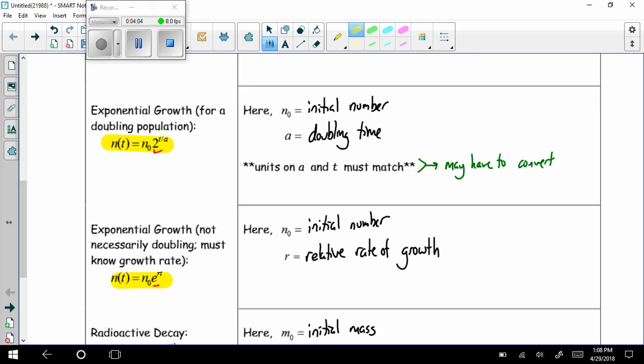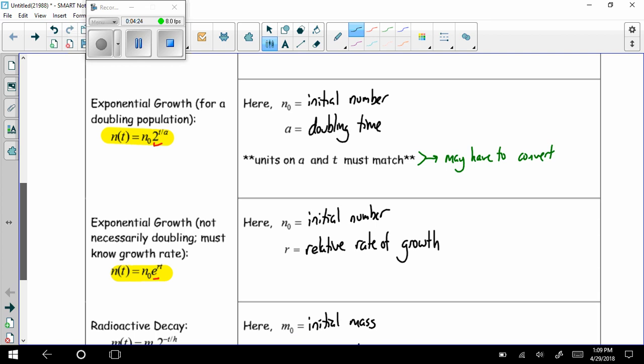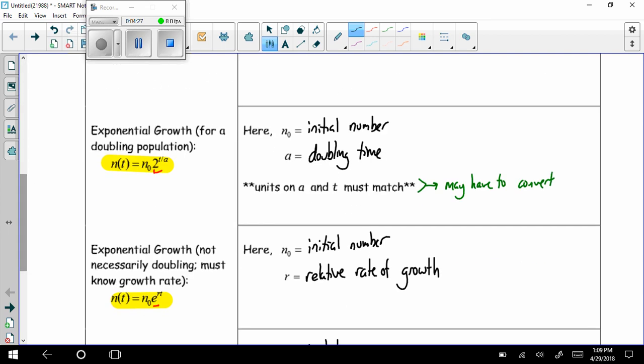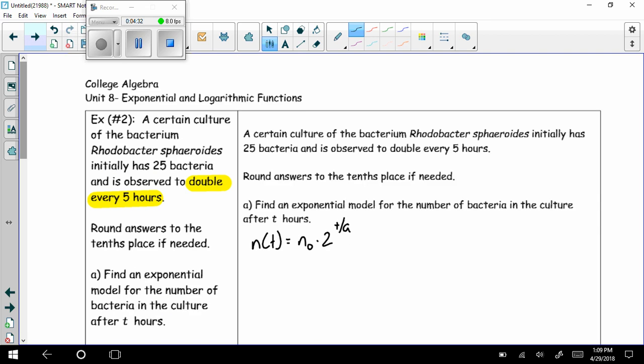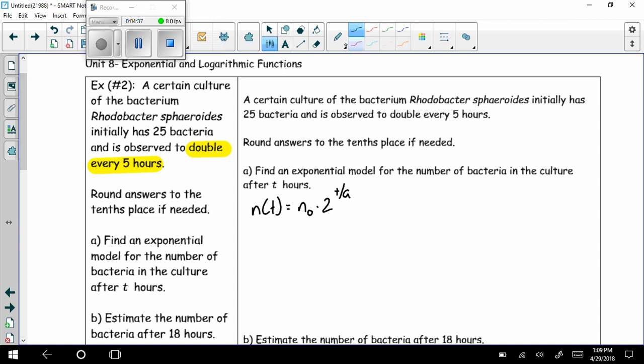And so what I'm going to do is write that formula on the next page. And so I'm looking at n of t equals n sub 0 times 2 to the t over a. So just a reminder from the previous page, n sub 0 is my initial number. A is my doubling time. So when we look at this, I first want to create an equation. And so what I'm going to do is determine my initial amount.